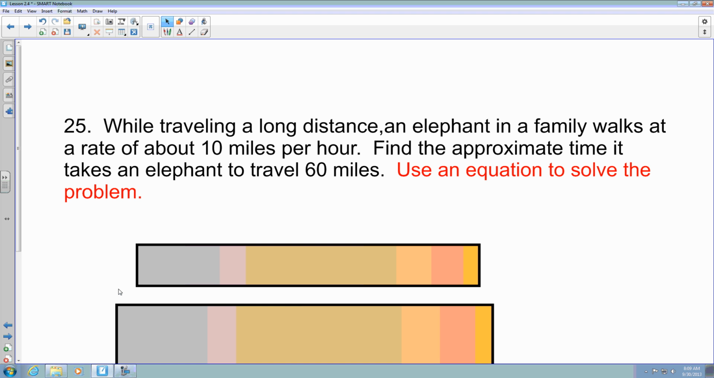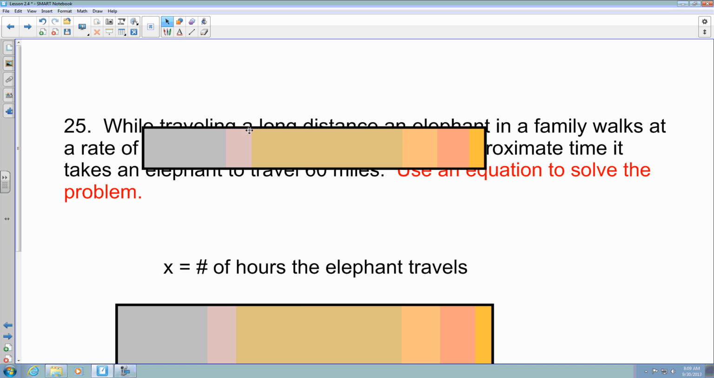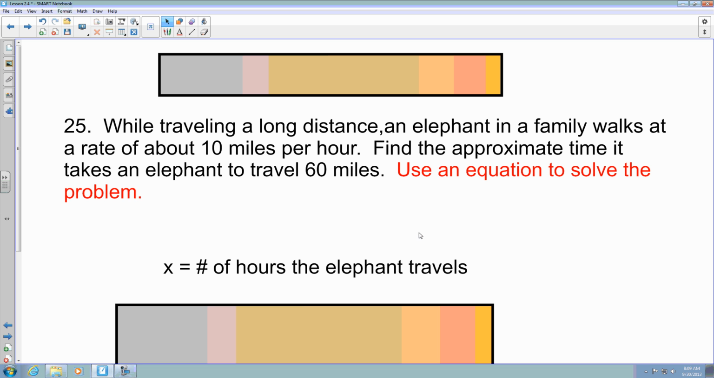The last problem we have here is a story problem. It says, while traveling a long distance, an elephant and a family walks at a rate of about 10 miles per hour. Find the approximate time it takes an elephant to travel 60 miles. It says to use an equation to solve the problem. So the first thing we have to do is make a variable for the number of hours an elephant travels.